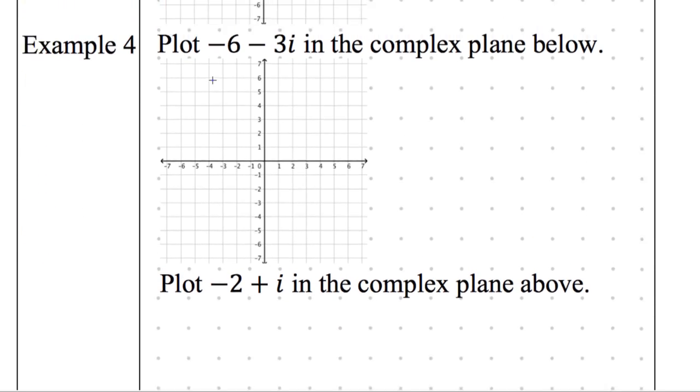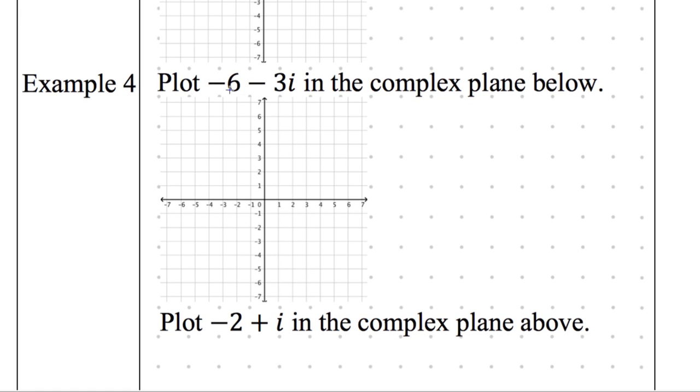Example 4 has two parts in it. I want to plot -6 minus 3i in the complex plane below. I am going to do the top one, and you are going to do the bottom one. For the top one, I'm going to go -6 in the real direction. So I go -1, 2, 3, 4, 5, 6. Now I need to go -3i in the imaginary direction, so I come down 1, 2, 3. There it is. This point represents -6 minus 3i.